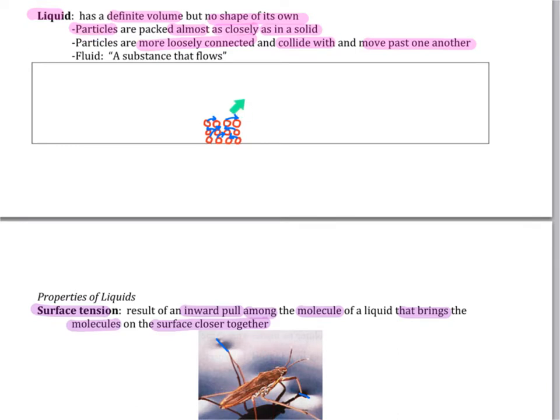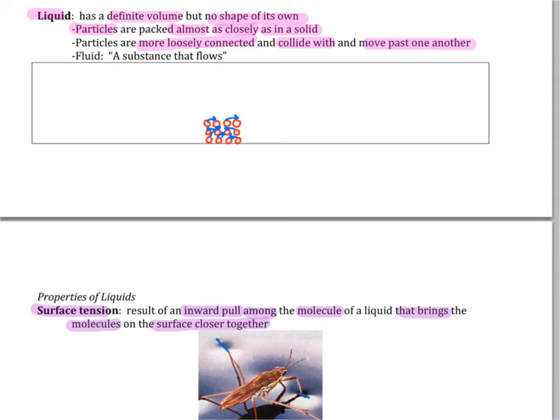So what I've drawn here are particles that are very close together, almost as close as in a solid, but I drew these little arrows to show that they are sliding over each other and colliding. Liquids have specific properties, and one of those properties is the idea of surface tension. Surface tension is a result of an inward pull among the particles, molecules, of a liquid that bring the molecules on the surface closer together.